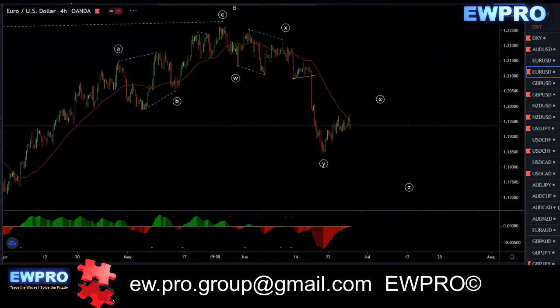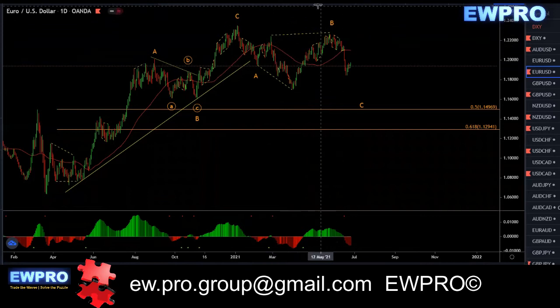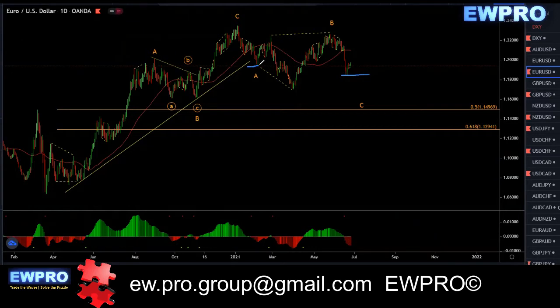Now, I should point out, I've pointed out many times before, that wave C only has to break the low of wave A. So this may be over. Wave C has broken below the ending point of wave A, so you have to be mindful of that. Technically it has completed its structure, but we are looking for more downside and hopefully break this low.